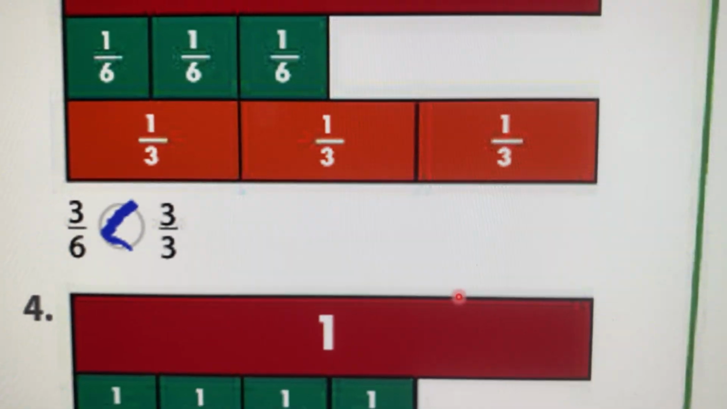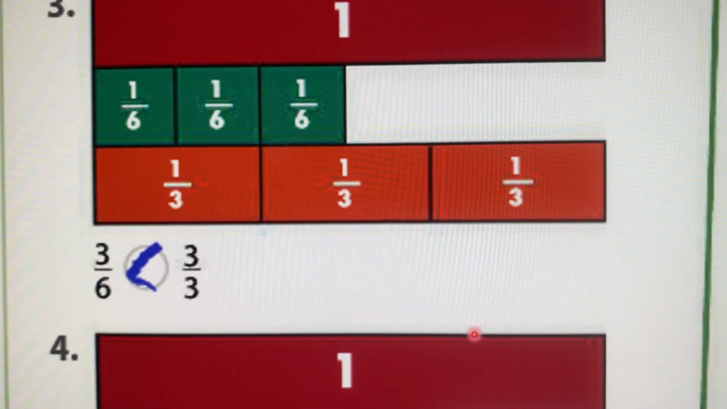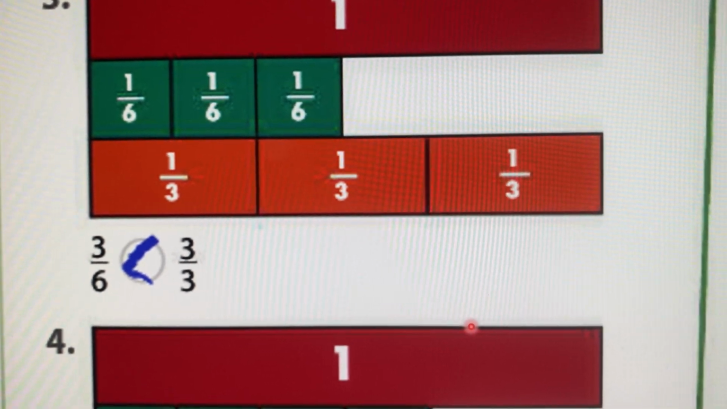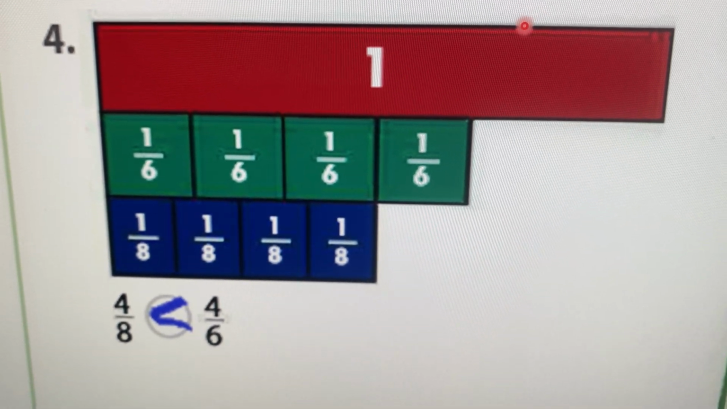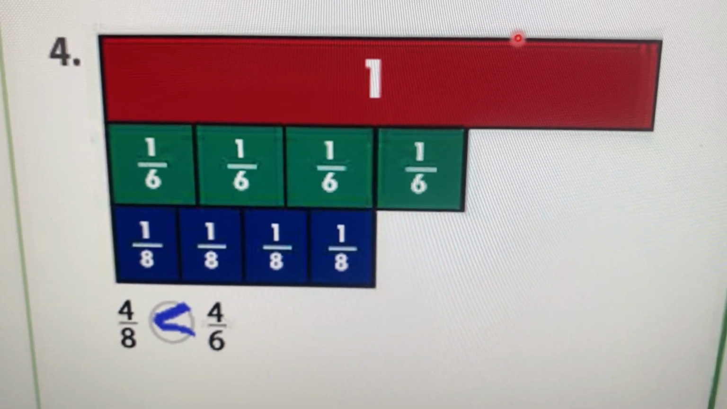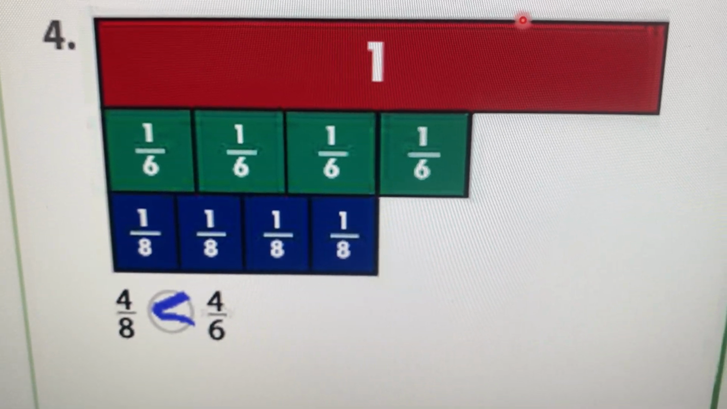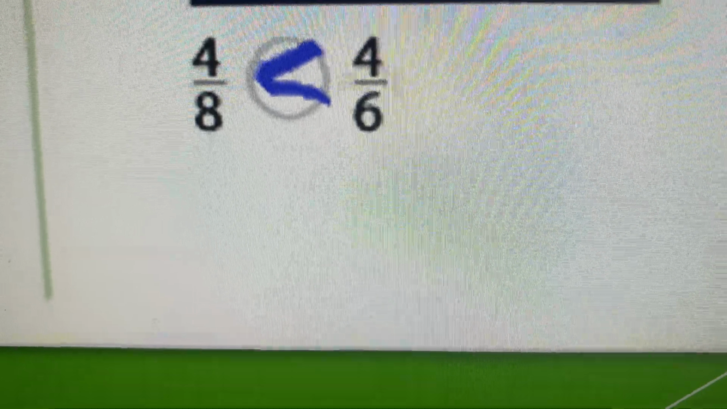Here, look at the model, 3/6 and 3/3. Which one is greater? 3/6 is less than 3/3. Question number 4, 4/8 and 4/6. 4/8 is less than 4/6. And if I don't want to look at the model, I can look at the comparison itself. Again, as I told you, if I have the same numerator, I will look at the denominators. The smaller denominator means the bigger fraction.